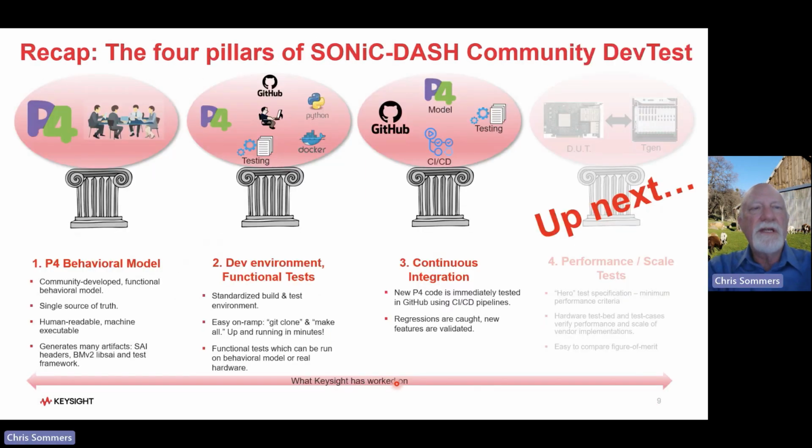So in summary, I've discussed the first three of these four pillars of the SONiC-DASH test environment. We talked about the P4 behavioral model, the development environment, and the continuous integration on GitHub. I hope you found this useful, and I'll turn it over to my colleague Mircea to talk about performance and scale testing.